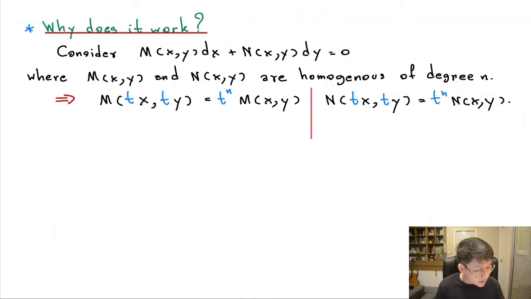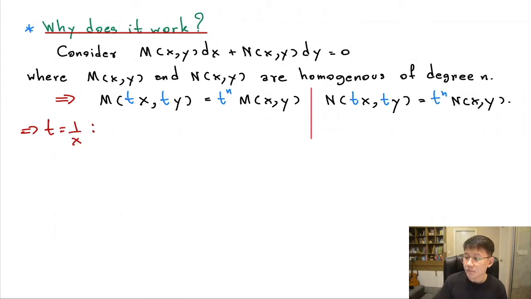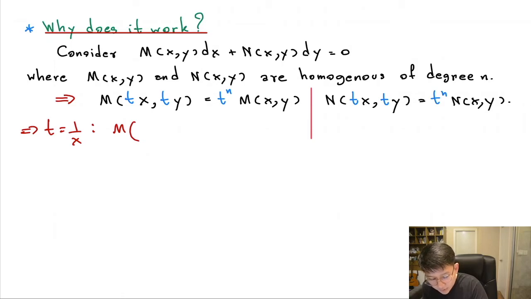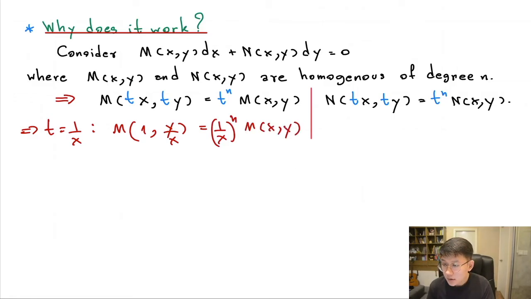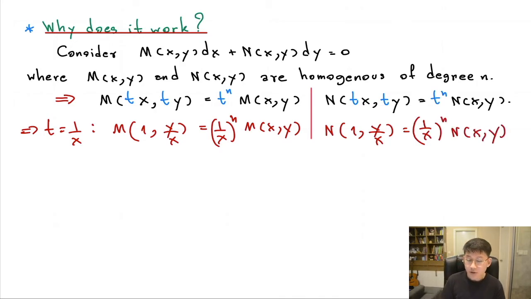So here, how about if I let t be 1 over x? What do I get here? I would get M(1, y/x) equals (1/x^n) M(x,y). And similarly here, I'll get N(1, y/x) equals (1/x^n) N(x,y). So I get these two conditions.